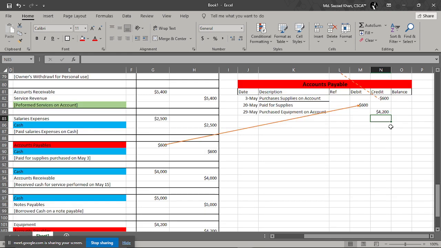Now we need to see the balance. How did it affect the first balance? First balance will be a credit balance. Credit balance. Then again it became debit. So we subtract credit from debit. So write down the balance first. Subtract it from.